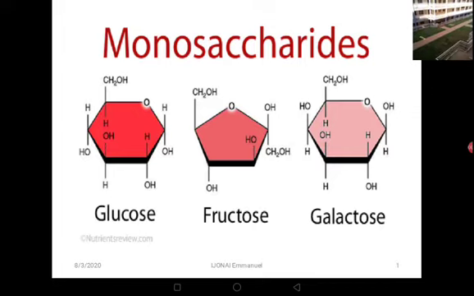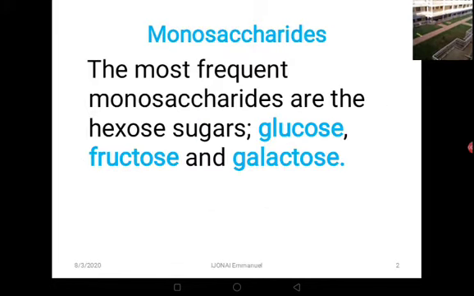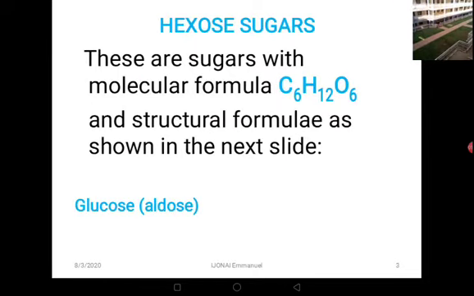So you can see some of the pictures there of some of the most commonly found monosaccharides: glucose, fructose, and galactose. Those are some of the common monosaccharides that you can find. Like we said earlier, the most frequent monosaccharides are the hexose sugars, which include glucose, fructose, galactose. Those are the hexose sugars. We're going to find out what hexose sugars mean.